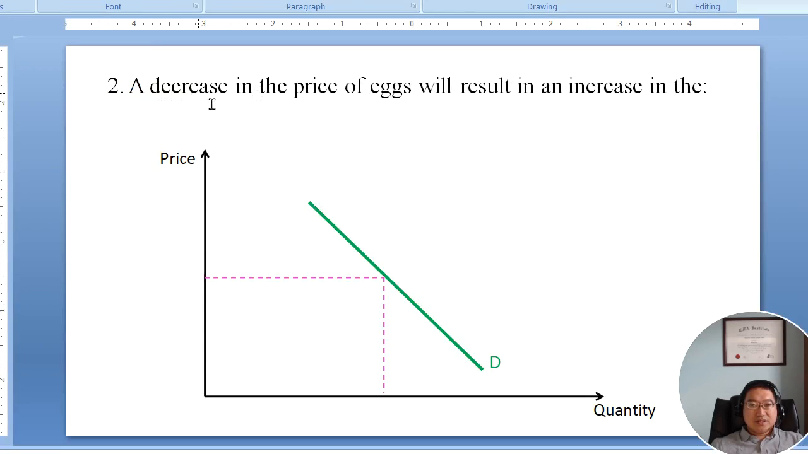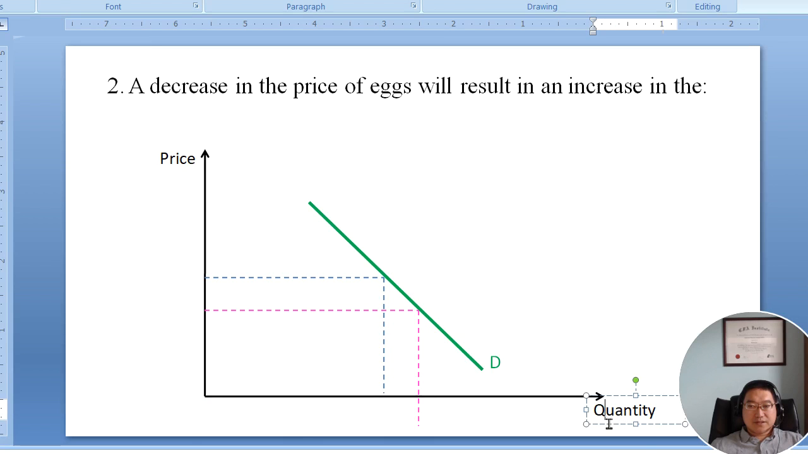This is the graph. To think about a decrease in the price of eggs, the price of eggs will decline like this, right? And then I move this one lower, but you want to stay on the demand curve, so something gotta change. That is the quantity demanded. Okay, this is the quantity demanded. So what's going on?